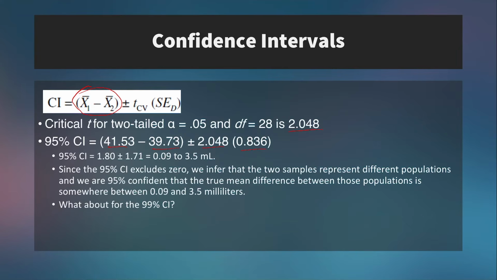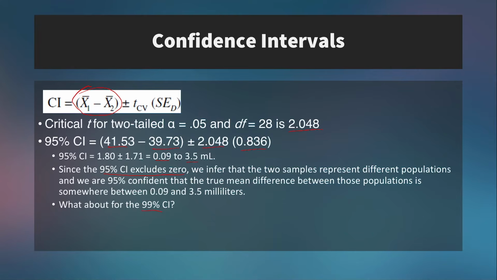So in this case, the 95% confidence interval says that there is a 0.09 to 3.5 milliliter difference between the two treatments. And what we can say then is that since this 95% confidence interval excludes 0, we would infer that the two samples represent different populations and are 95% confident that the true mean difference between those populations is somewhere between 0.09 and 3.5 milliliters.